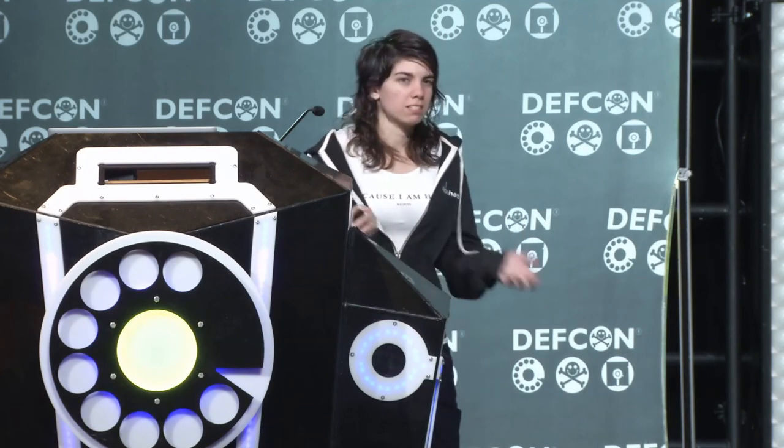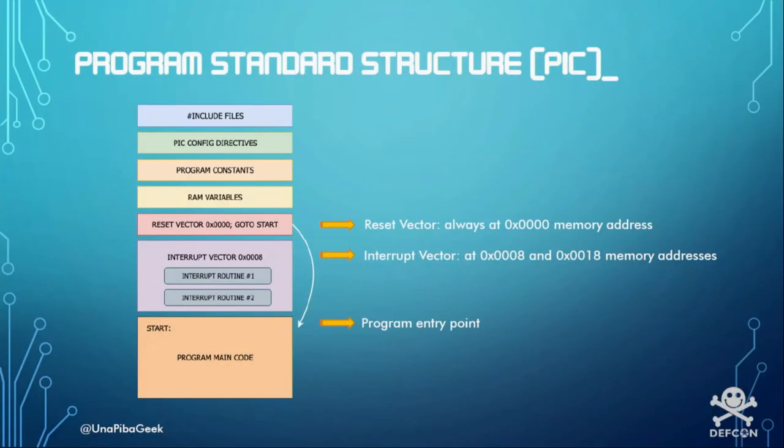But where is the entry point? Well, this is the standard structure of a program for Microchip devices. The first four sections are self-explanatory and they are not important for us at this moment. So let's focus on the reset vector. It is always present in every Microchip device at the memory address 0000, and is followed by a goto start, which is a jump to the first assembly instruction of the program, basically the entry point.